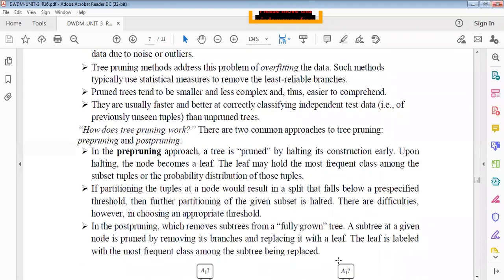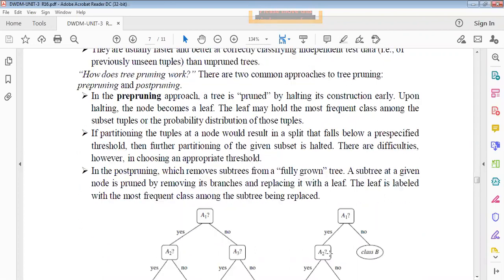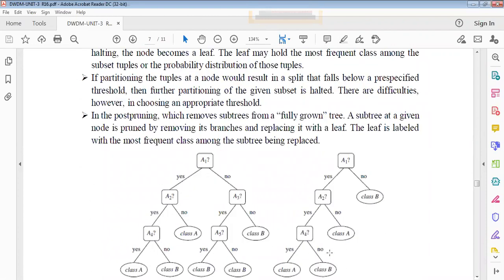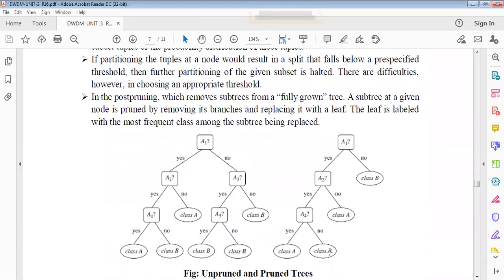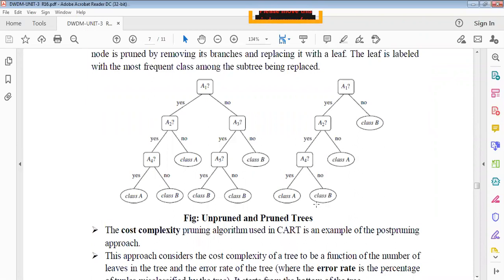In post-pruning, which removes subtrees from a fully grown tree, a subtree at a given node is pruned by removing its branches and replacing it with a leaf. The leaf is labeled with the most frequent class among the subtree being replaced. See this diagram, which shows the unpruned and pruned trees. This one is the unpruned tree, and this is the pruned tree.